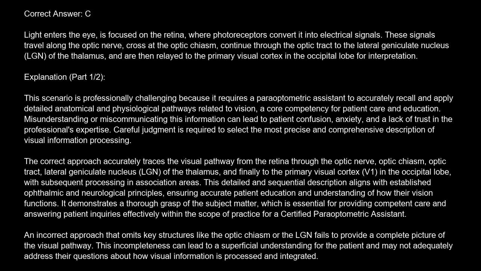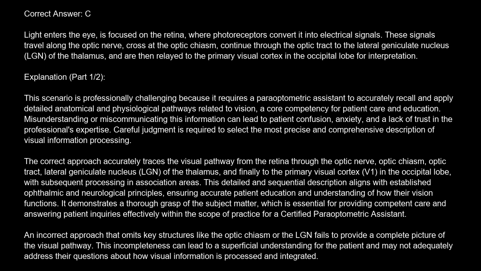The correct approach accurately traces the visual pathway from the retina through the optic nerve, optic chiasm, optic tract, lateral geniculate nucleus (LGN) of the thalamus, and finally to the primary visual cortex, V1, in the occipital lobe, with subsequent processing in association areas. This detailed and sequential description aligns with established ophthalmic and neurological principles, ensuring accurate patient education and understanding of how their vision functions.